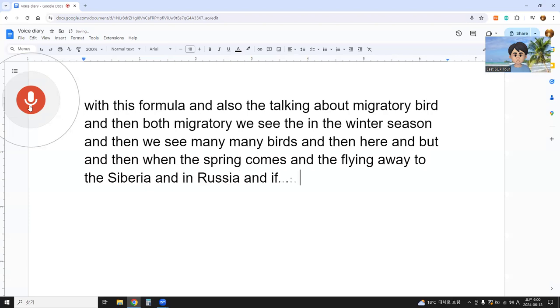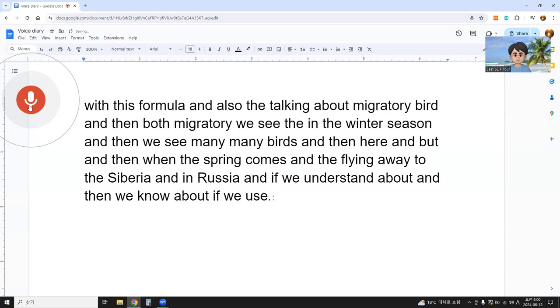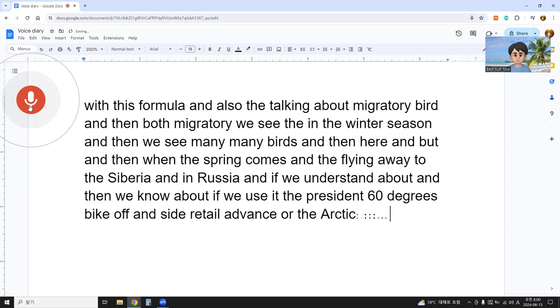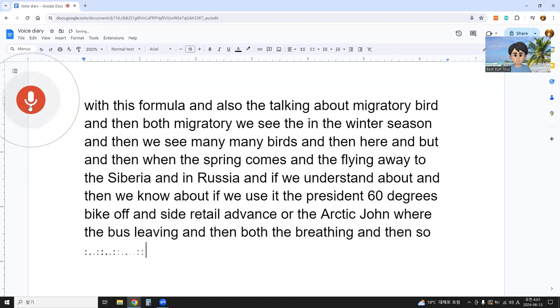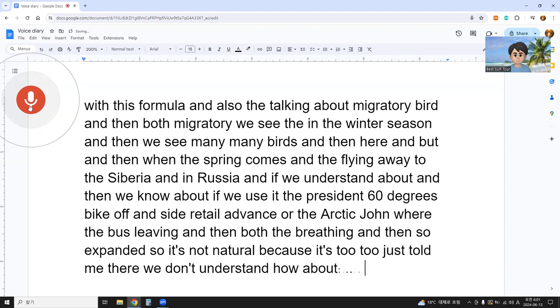If we understand the route of the birds, and we use the traditional world map, this is a little bit strange, because Siberia is located at 60 degrees, like Mongolia, Lake Baikal, and Siberia, the Arctic zone where the birds live, and both the breeding areas are expanded. So it's not natural because it's too distorted. We don't understand what that place is like.